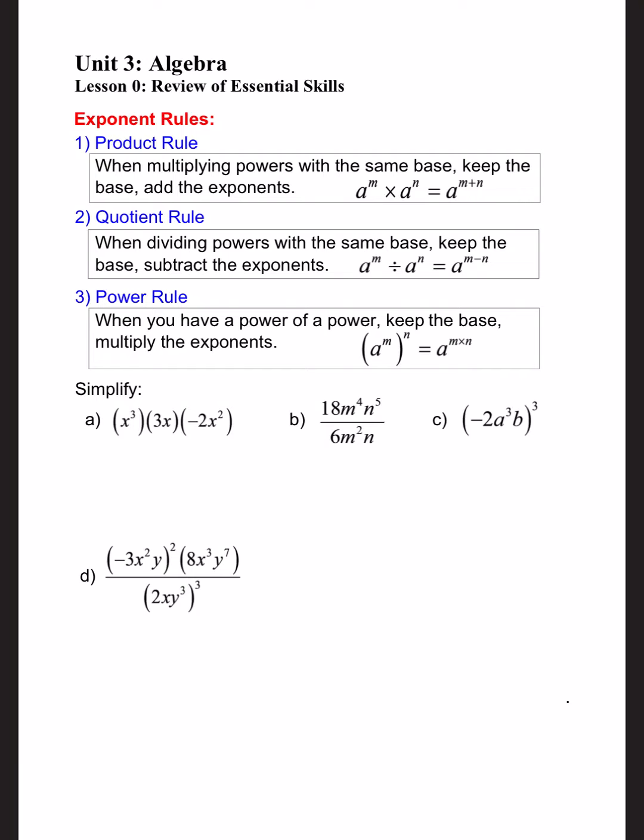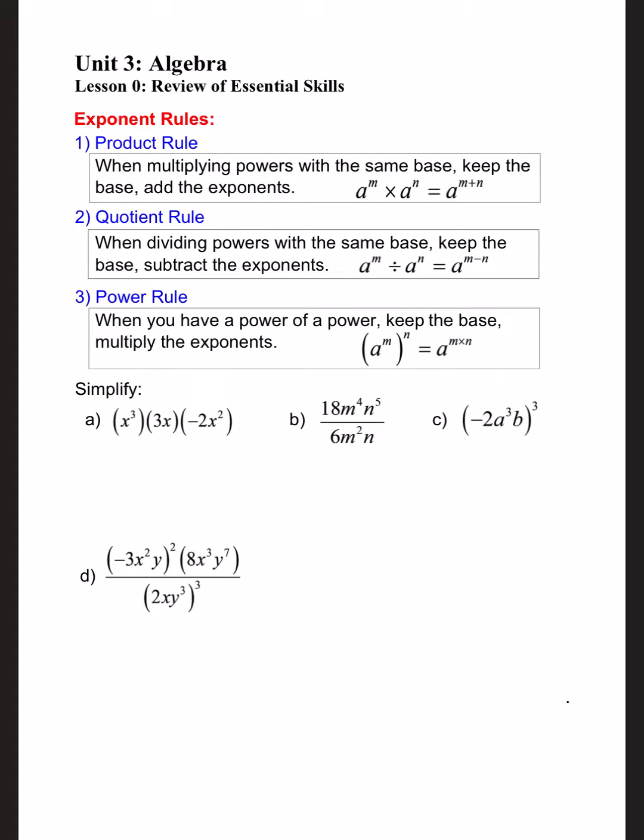Hello everyone, today we're looking at Unit 3, Lesson 0. We're going to do some review of essential skills we need in order to start this algebra unit. So two things we're going to chat about in this note. First off, we're going to talk about our exponent rules in terms of when we have a power with the same base, what do we do with their exponents?